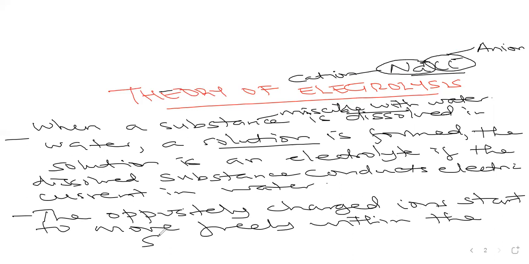Maybe something else that I should mention is that this substance that we have dissolved in water must be not only miscible with water, but should be ionic. It should have some ionic character in it, such that it can form free mobile ions in its solution with water. We are explaining the theory of electrolysis. So the oppositely charged ions start to move freely within the solution.